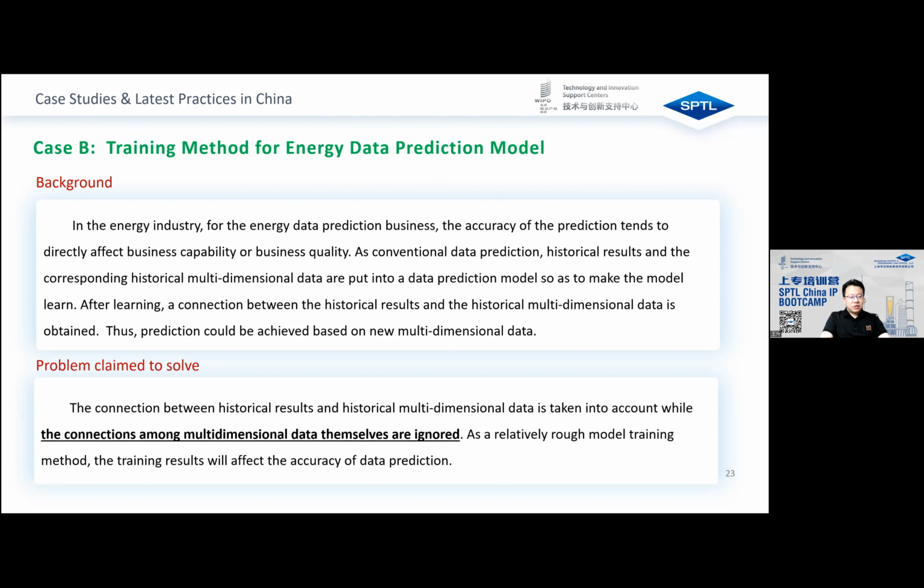However, the connection between historical results and historical multi-dimensional data is taken into account, while the connections among multi-dimensional data themselves are ignored. As a relatively rough model training method, the training result will affect the accuracy of data prediction.